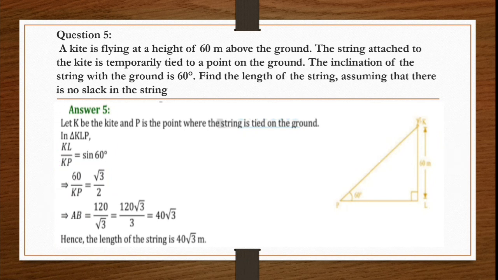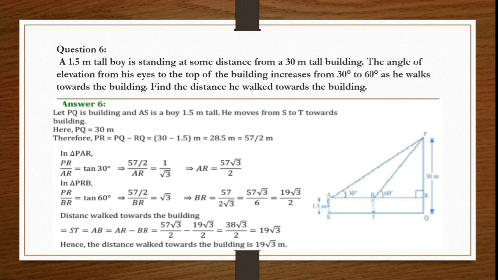Now the next question. Question number 6 is, a 1.5 meter tall boy is standing at some distance from a 30 meter tall building. So this AS is the 1.5 meter tall boy, and this PQ is the 30 meter tall building. The angle of elevation from his eye to the top of the building increases from 30 to 60 degrees as he walks toward the building.